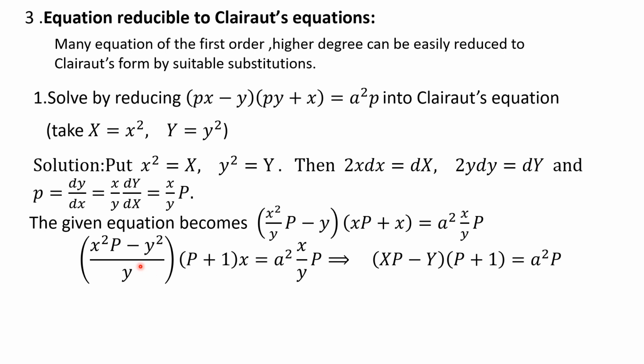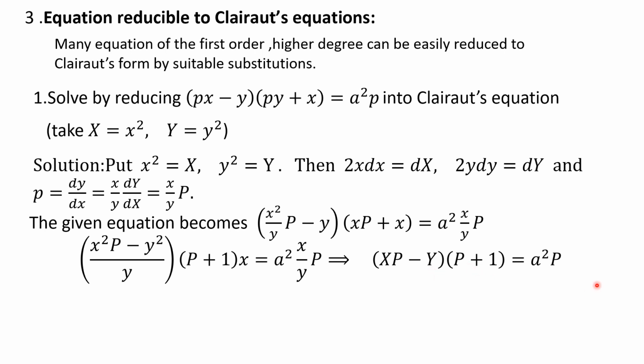So it gives x square, which now means uppercase X, y square is uppercase Y. So we can write directly the substitution. So we got x square back. So substitute for x square, the new variable. Xp minus y into p plus 1 is equal to a square p. So now this will be in X and Y, the Clairaut's form. We can bring it to the Clairaut's form just by rearranging.